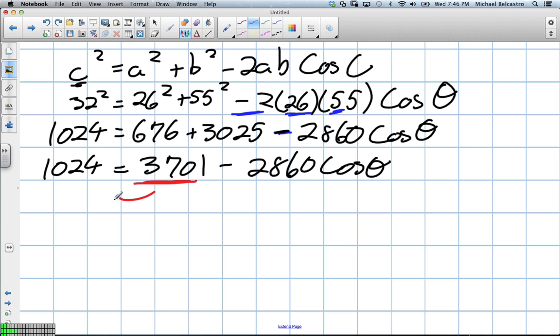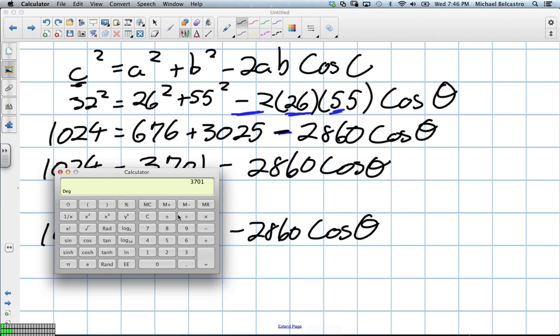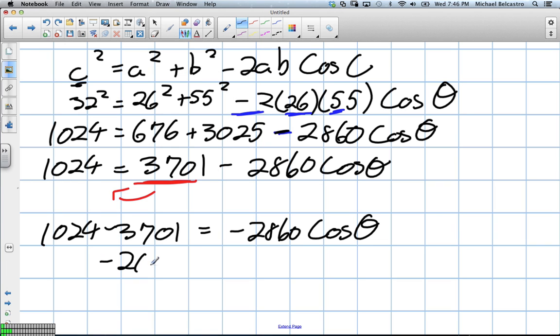Well, first I'm going to move this guy to the other side, which will give us 1,024 minus 3,701 is equal to negative 2860 cos angle C, or theta. Then we'll get 1024 minus 3701, negative 2677 is equal to negative 2860. And remember, the idea here is to get theta by itself. We're trying to isolate our theta.